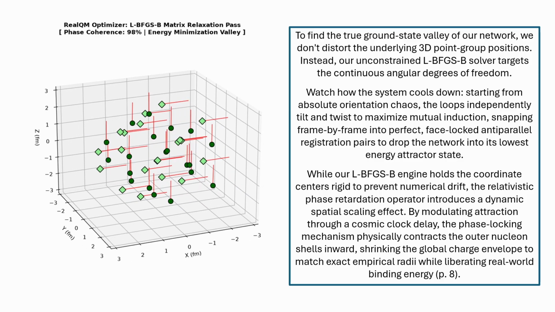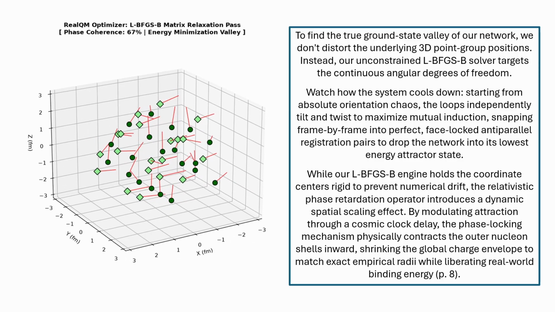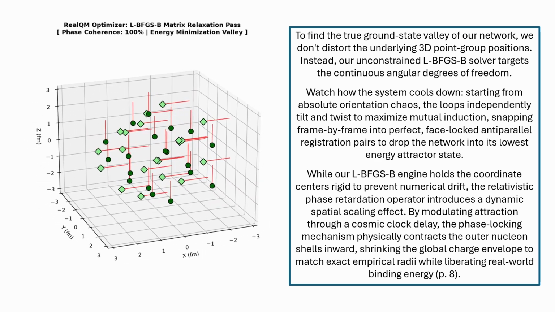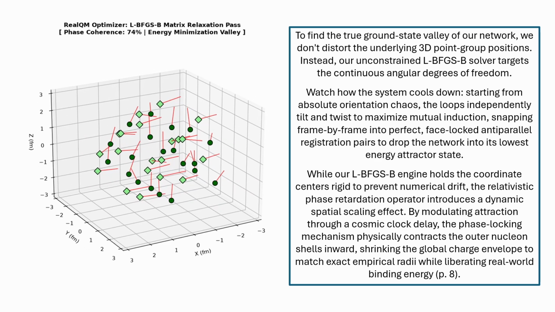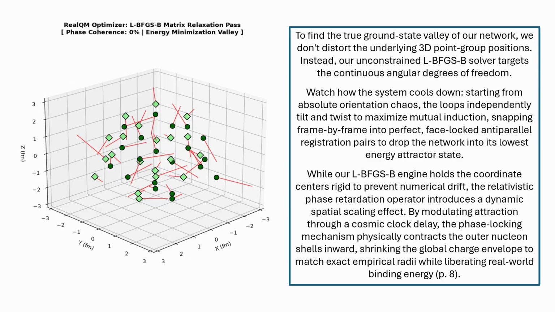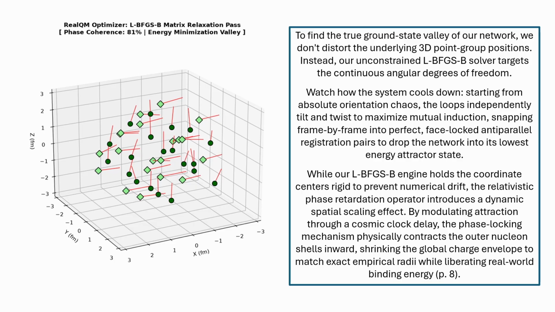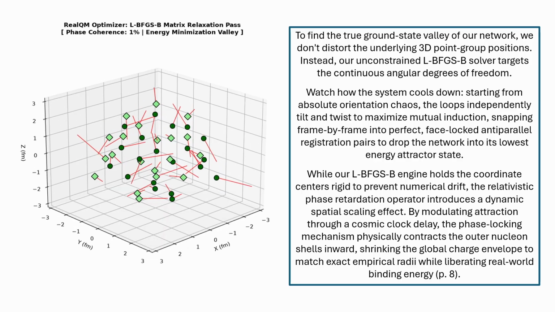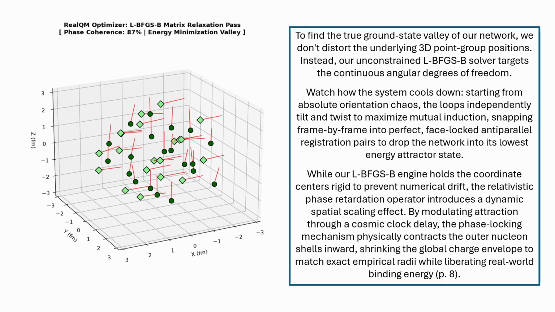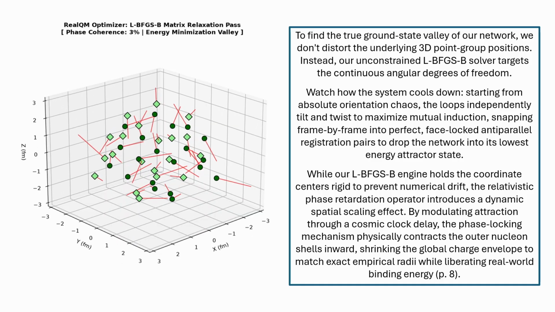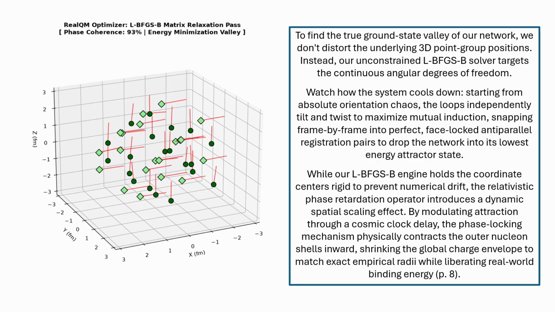This is where we show dynamically how one of the optimizations works, what we call the angle relaxation pass. When we do this optimization, we don't distort the underlying positions in 3D space, but we target only the continuous angular degrees of freedom. Well, with steps, of course, there are lots of steps.